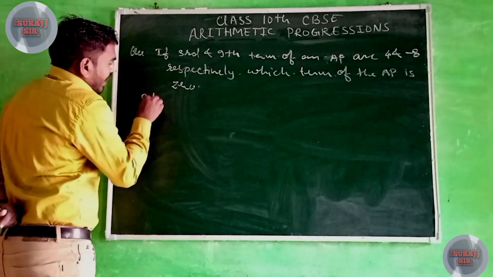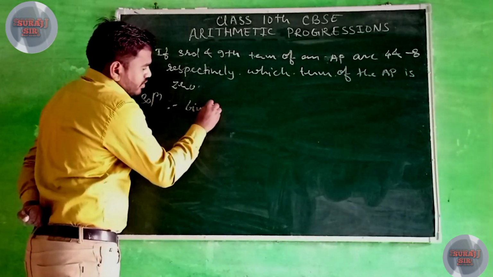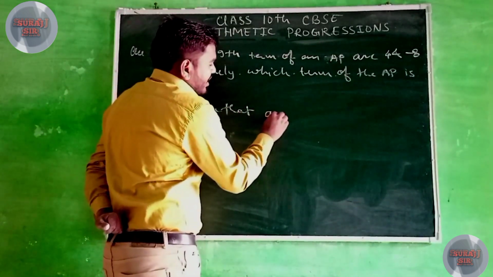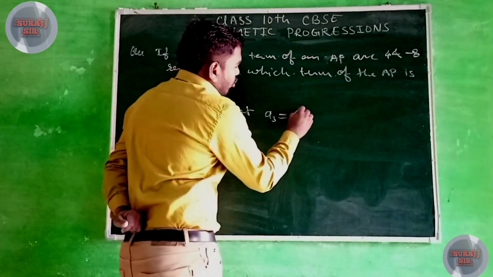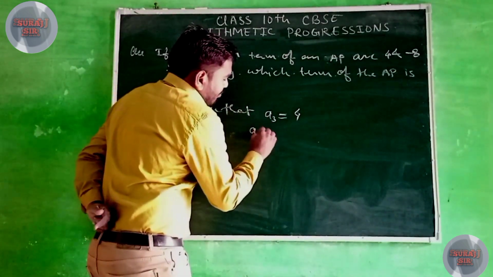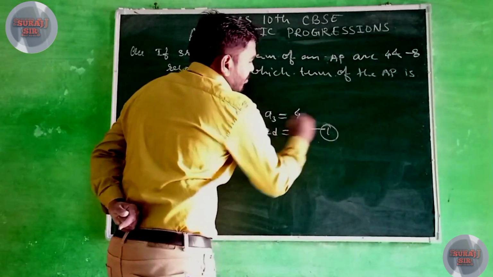In solution we'll write the given data. First, given that third term A3 is equal to 4. The third term can be written as A plus 2D, right? A plus 2D is equal to 4. Let this be equation number 1.